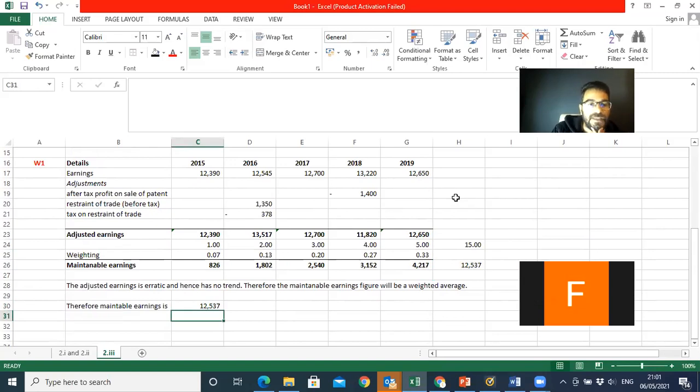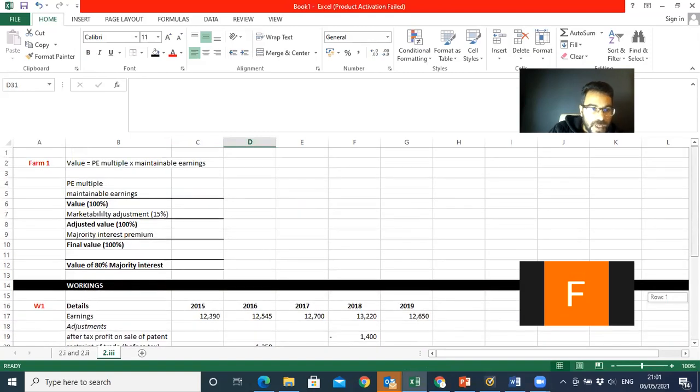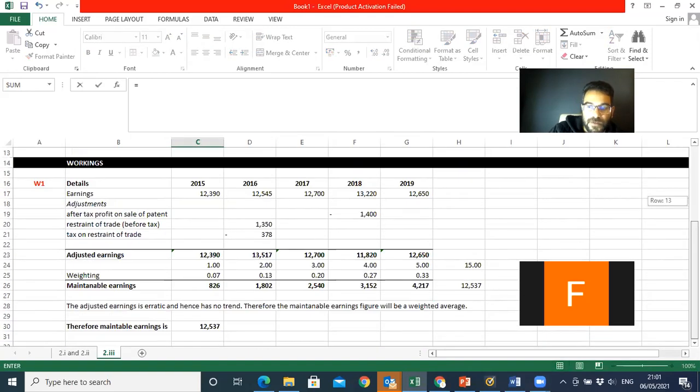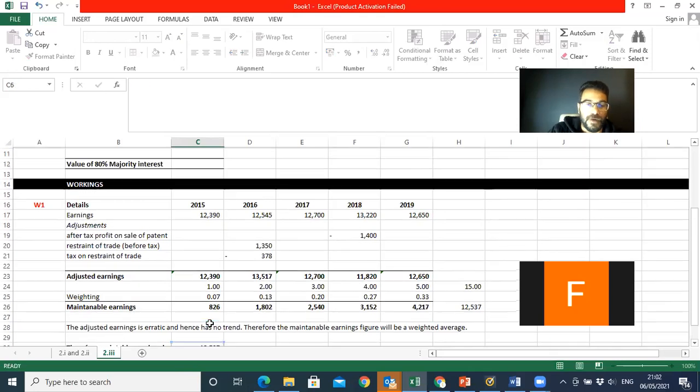So that is basically the maintainable earnings number. Okay, so now we can go and plug this in. So if I go to maintainable earnings, it is equal to the 12,537. So remember, just have a look how it is the weighting. Okay, very important. So we're using a weighted average. Why? Because it is erratic. If it was a consistent trend, we'd have used the latest number. We'd have used the 2019 number.